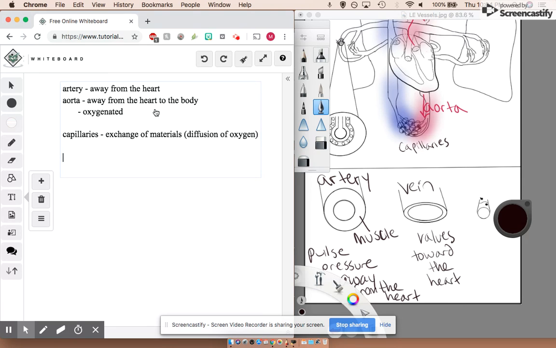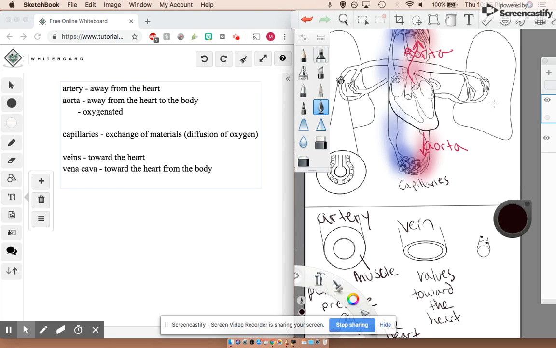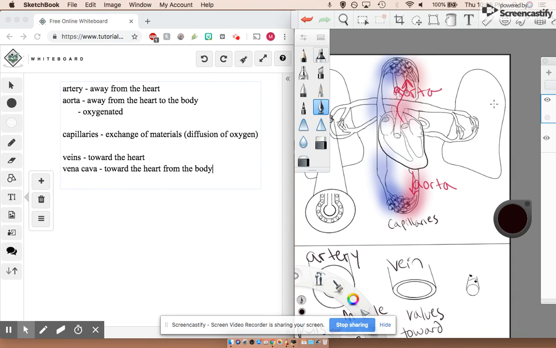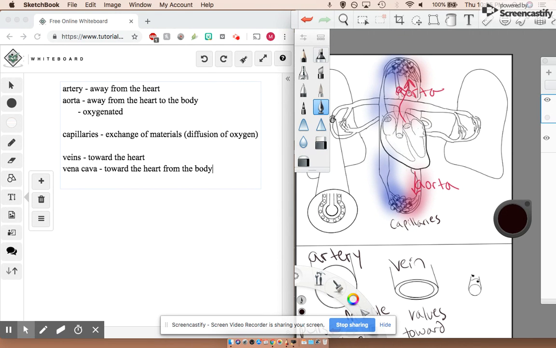And then after it's done with the capillaries, we come to the veins, and they are bringing blood toward the heart. The vena cava is what we're going to talk about first. That doesn't have the word pulmonary in it, so it's coming toward the heart from the body. It's also going up and down. It's vertical, so that's another way to know that it's not related to the respiratory system. So this is the vena cava right here.